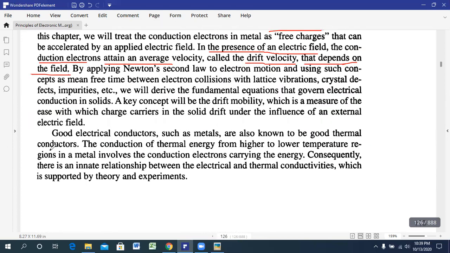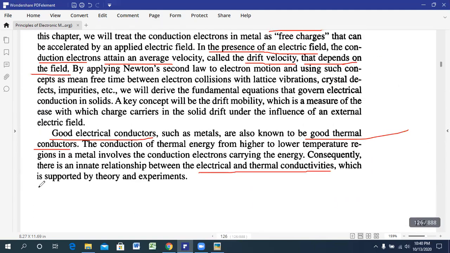Now, another fundamental thing is that a good electrical conductor, such as metal, is also known to be a good thermal conductor. So those materials which are very good electrical conductors should also be good thermal conductors. And there is a close relationship between the electrical and thermal conductivities, which can be supported not only by theories but also by experiments.